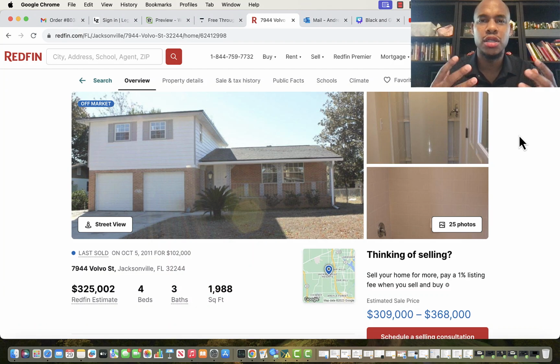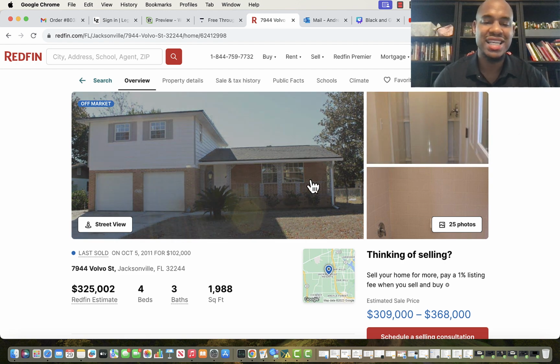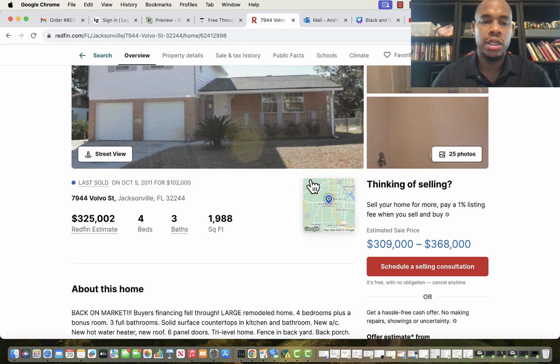All right, guys, so here's a great example of a larger home. I wanted to throw this example in there because it is a larger home. We are here in Jacksonville, Florida. It's 7944 Volvo Street. We got 4 beds, 3 baths, 1988 square feet. So let's start the process.